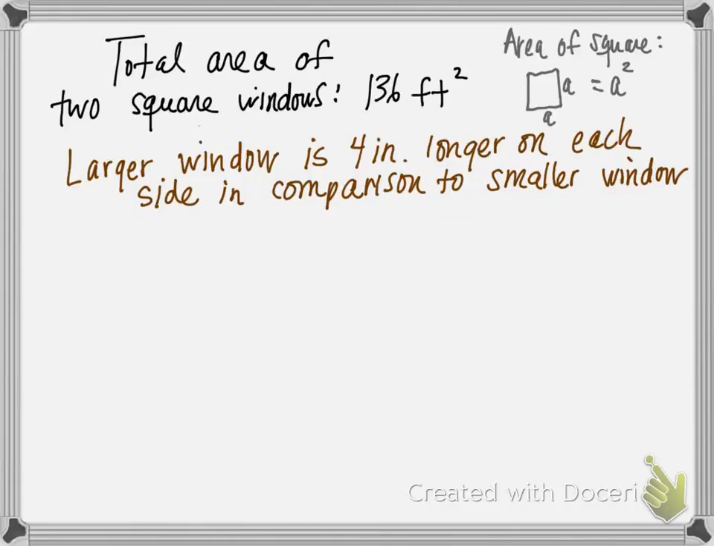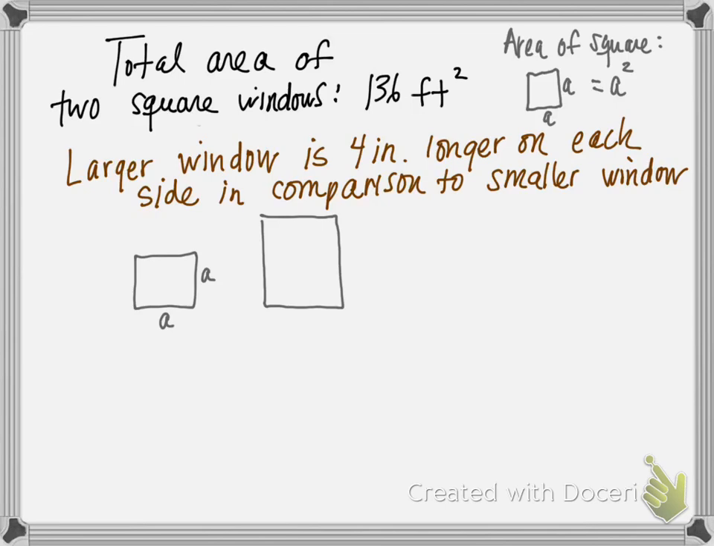All right, in this scenario, we have two different windows. We have a smaller window, and then we have a larger window, and both windows are squares. So they give us the total area of both of these windows combined is 136 square feet. So I'm just going to label the dimensions on the smaller as A by A. And again, to find the area, you just multiply length times width, or A times A, which is A squared.